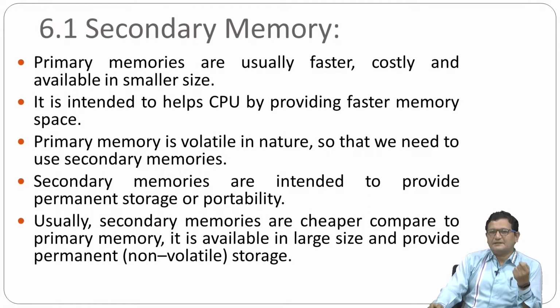So secondary memories are intended to provide permanent storage, right? Primary memory or random access memory is volatile in nature. So once you switch off or shut down the machine, the content whatever is there in the random access memory will be erased, right? But in the case of secondary memory, whatever data, whatever files you create on the hard disk or SSD or external hard disk, that will remain as it is.